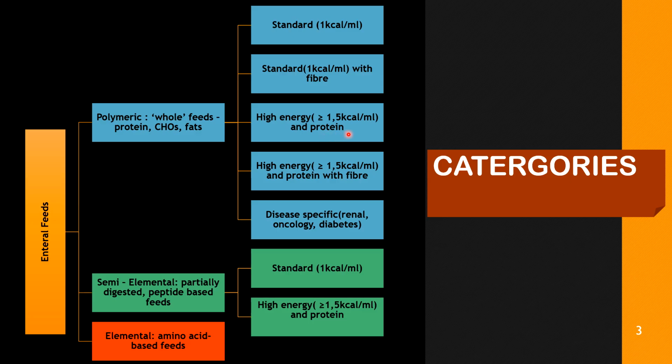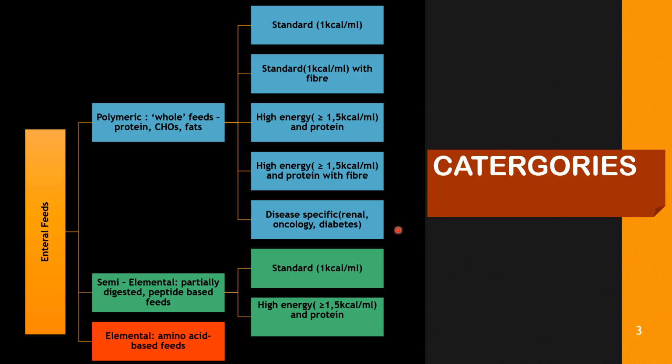But we do classify or put all feeds that are 1.5 kcal per mL or more under this category of high energy. So 2 kcal per mL, 3 kcal per mL, all fall under this category. Then we have high energy and protein with fiber. Again, those feeds that are high in energy and that have fiber, for example, inulin, go under this category.